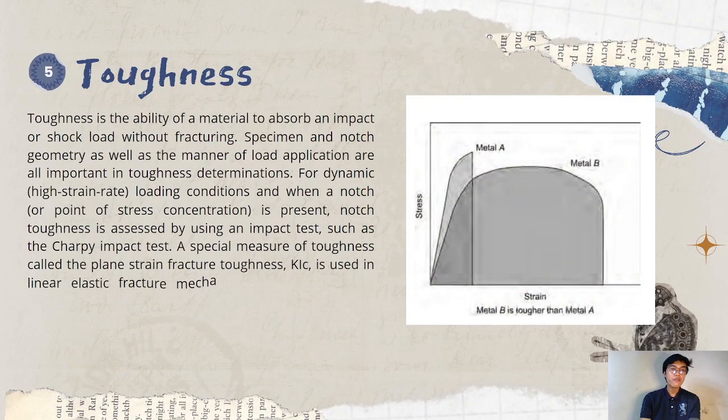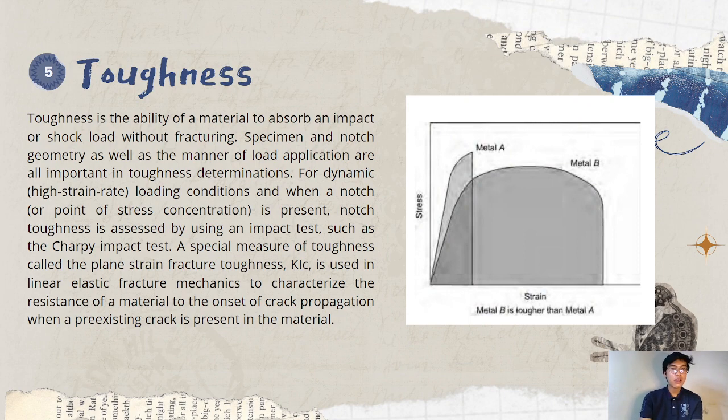And number five, toughness. Toughness is the ability of a material to absorb an impact or shock load without fracturing. Specimen and notch geometry, as well as the manner of load application, are all important in toughness determination, for dynamic external rate loading conditions, and when a notch or point of stress concentration is present. Now, toughness is assessed by using an impact test, such as the Charpy impact test.